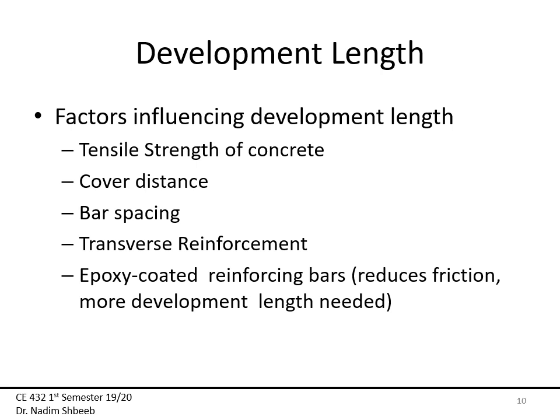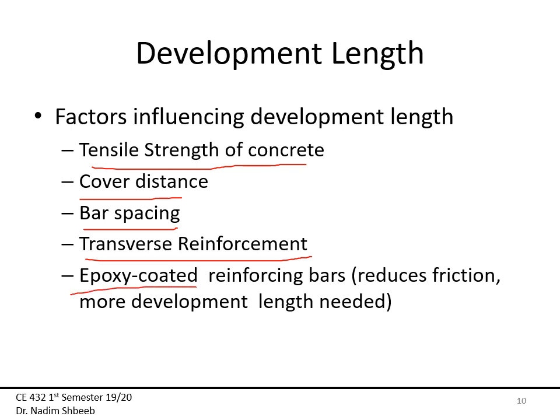If I'm going to mention some of the factors that influence my development length, obviously the tensile strength of concrete, the cover distance, the bar spacing, and transverse reinforcement, these influence or control which type of bond failure I'm going to have, whether a pull-out failure or a splitting failure. Another factor is the epoxy. In some countries where rust is a huge problem, we tend to cover the steel with epoxy to prevent rust. But this leads to reduced friction, which means we need more development length, and there's a factor for that, which we're going to mention as well.